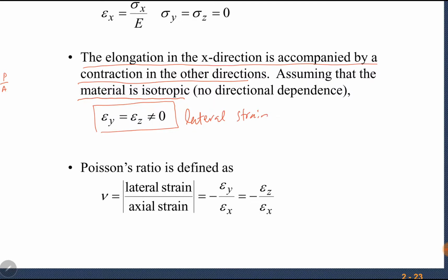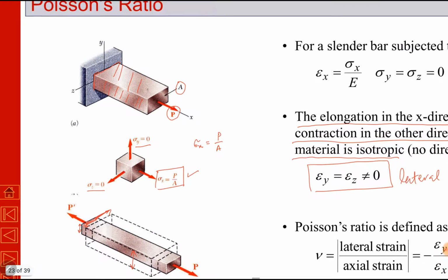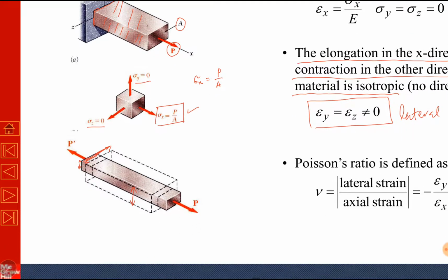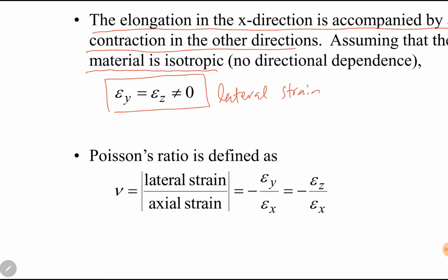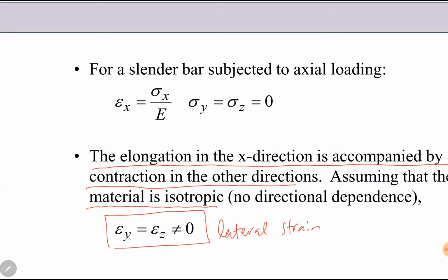Lateral directions are those directions which are perpendicular to the axial direction. The force has been applied in the x direction. This is the axial direction. So Poisson's ratio is the ratio of lateral strain to the axial strain. The axial strain is already known. As per Hooke's law, epsilon is equal to sigma by E, so epsilon x will be equal to sigma x by E.